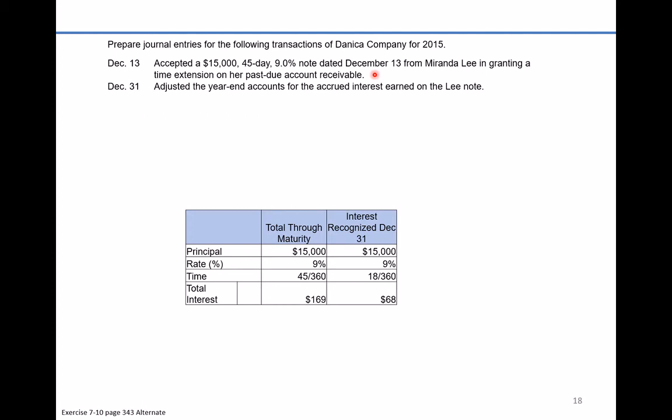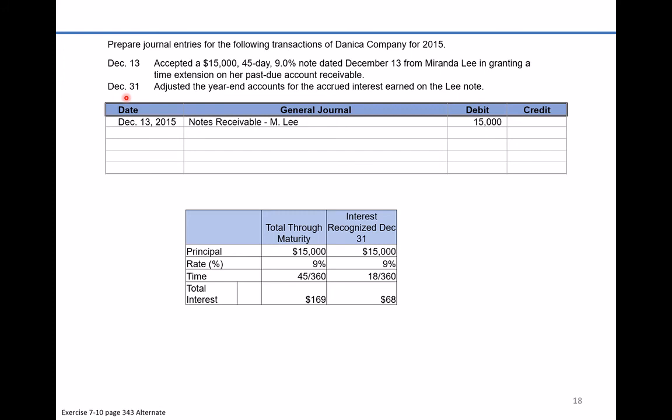It says on December the 31st, adjust the year-end accounts for the accrued interest earned on the Lee note. So notice this is a 45-day note taken out on December 13th, but we want to be able to accrue interest through December the 31st. So let's take a look at the journal entries.